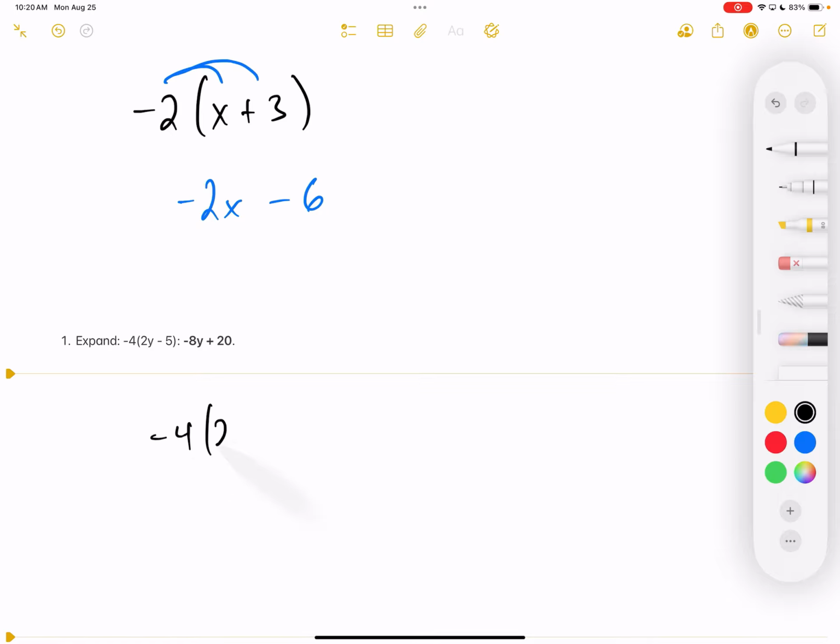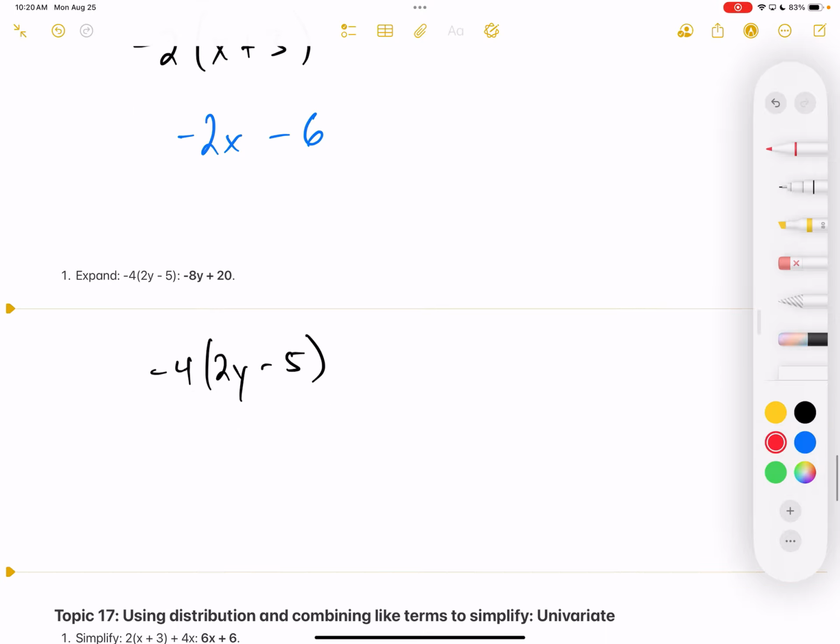Negative 4, 2y minus 5. So negative 4 times 2y would be negative 8y. And negative 4 times negative 5, negative times a negative, would be positive 20.